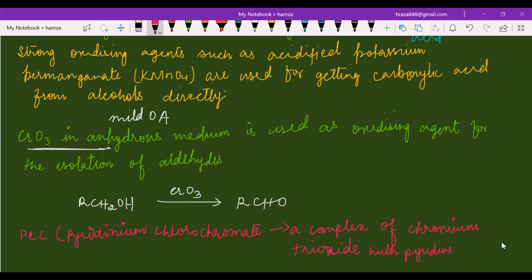So basically, it's very simple to understand. PCC is also a mild oxidizing agent. If you are going to use PCC, pyridinium chlorochromate, which is a complex of chromium trioxide, then we can easily get aldehyde. So always remember that primary alcohols will be oxidized into aldehyde only, not ketone. For ketone, we should have secondary alcohol.